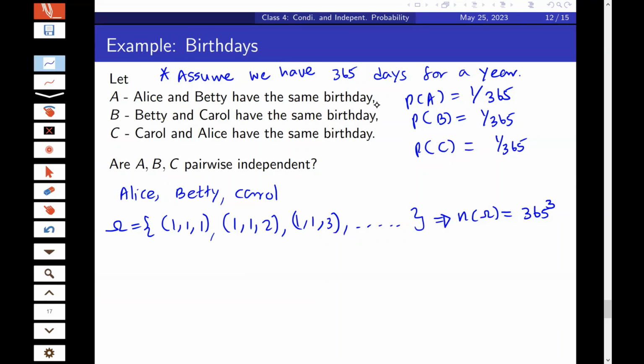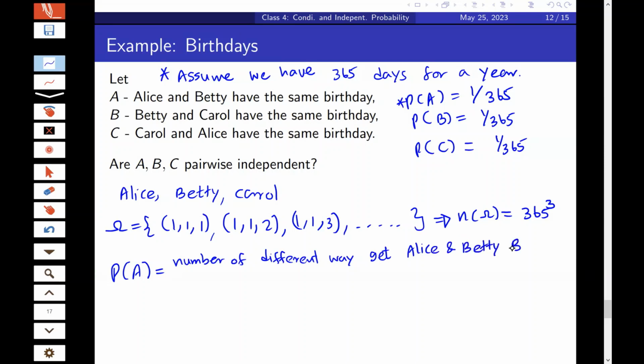I will show you how we can calculate this. The probability of A means the number of different ways to get Alice and Betty's birthdays divided by the total number of possibilities.